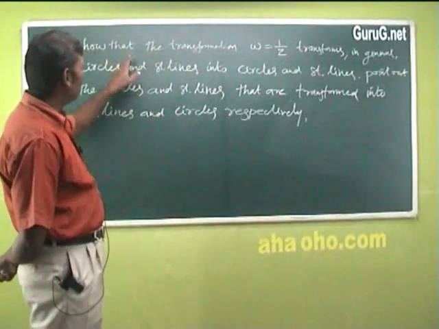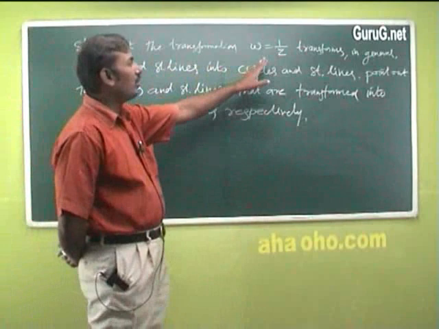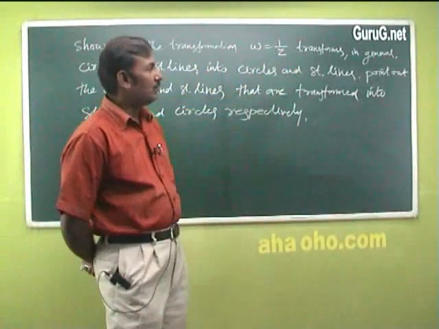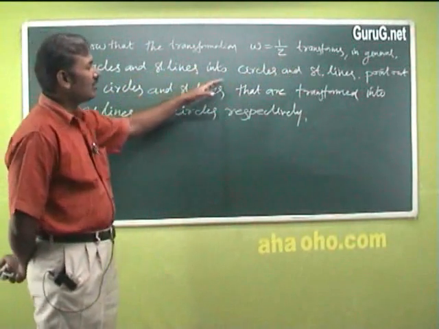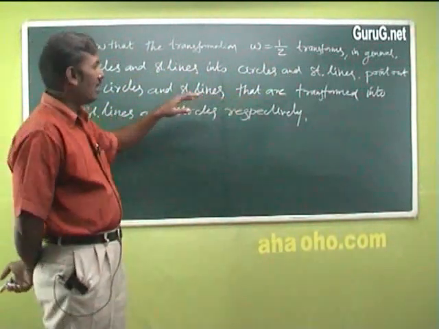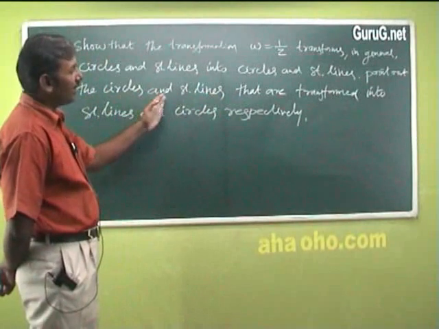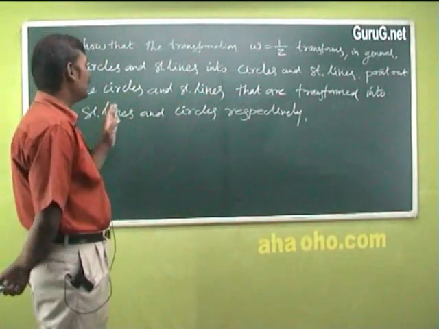So this shows that the transformation W equal to 1 by Z transforms, in general, circles and straight lines into circles and straight lines, and points out circles and straight lines that are transformed into straight lines and circles respectively.